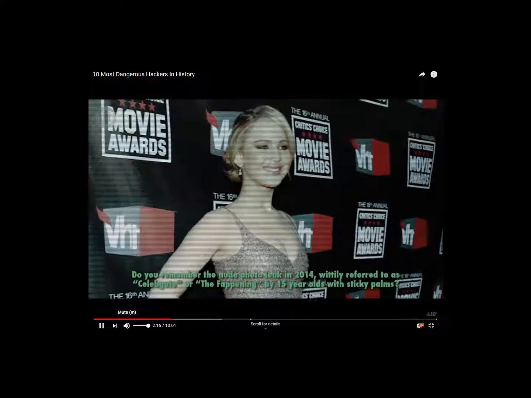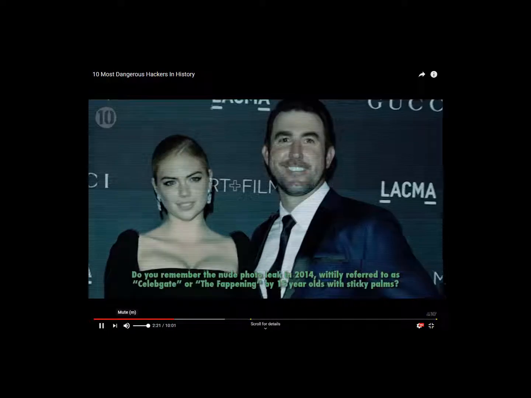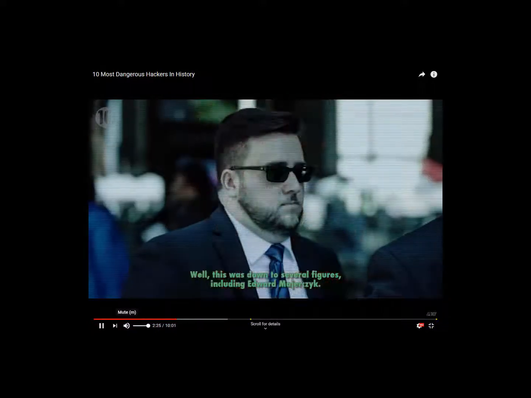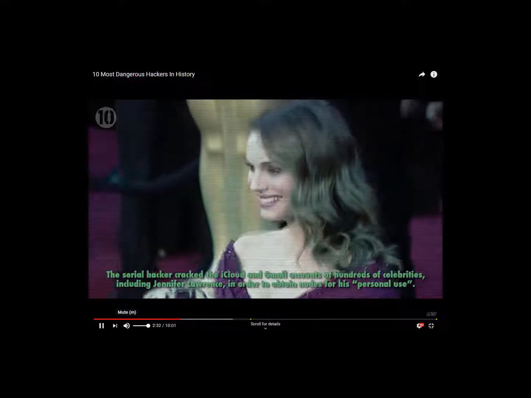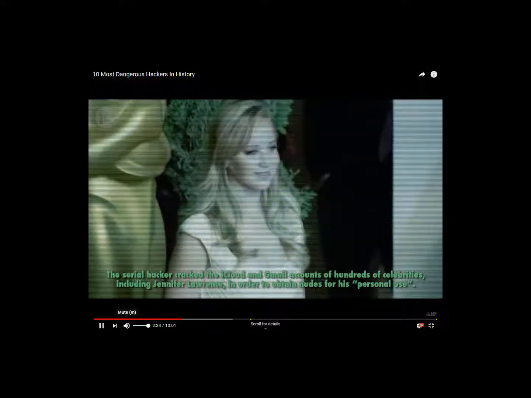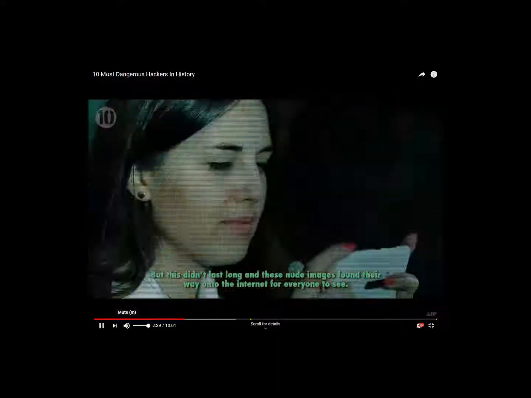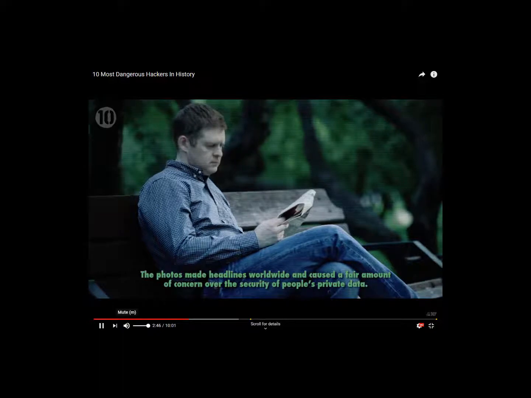8. Edward Mazurchik. Do you remember the nude photo leak in 2014, wittily referred to as Celebgate or the Fappening by 15-year-olds with sticky palms? Well, this was down to several figures, including Edward Mazurchik. The serial hacker cracked the iCloud and Gmail accounts of hundreds of celebrities in order to obtain nudes for his personal use. But this didn't last long, and these nude images found their way onto the internet for everyone to see.